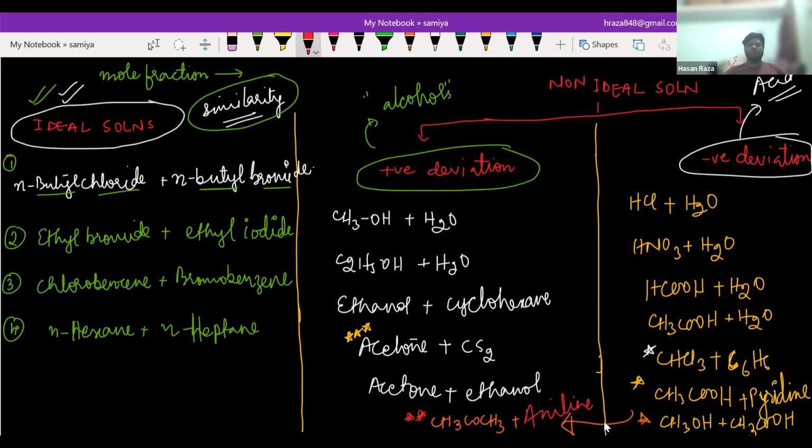So these are almost all the list that questions will be asked from. Apart from this, if there is a question, you can go for similarity for ideal solutions, alcohols for positive deviation, and acids for negative deviation. I also marked a star. They are different but show positive or negative deviation. So you have to remember it.